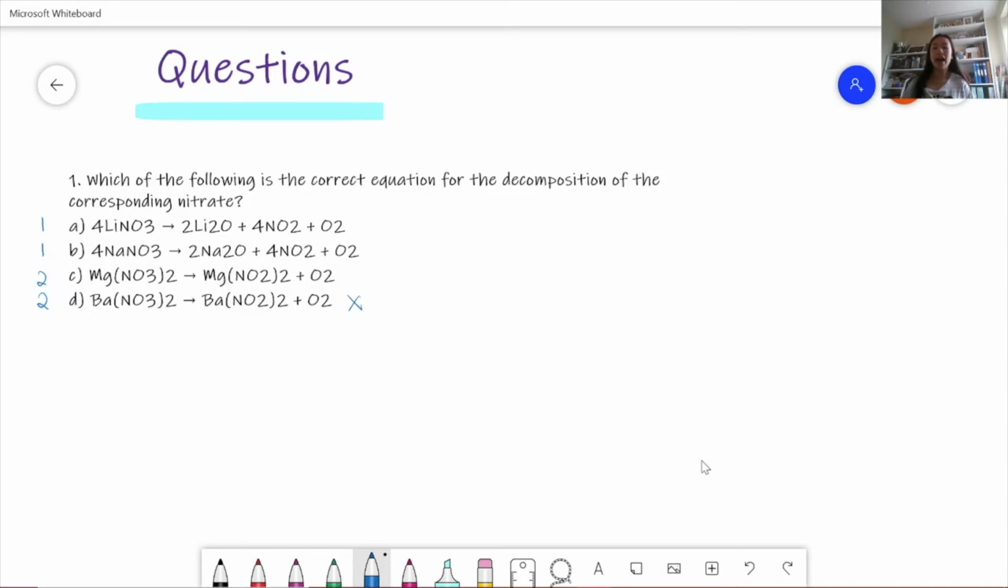And then looking at B, sodium is part of group 1, so it should only form the nitrate 3 salt and oxygen, but it forms nitrogen dioxide, so that must be wrong. And now we have to look at A and C to see which one matches. Because magnesium is in group 2, this equation that we have for C should be producing the nitrogen gas, oxygen gas and magnesium oxide, but it's not, so that must be wrong as well, which leaves us with the right answer, which is A.